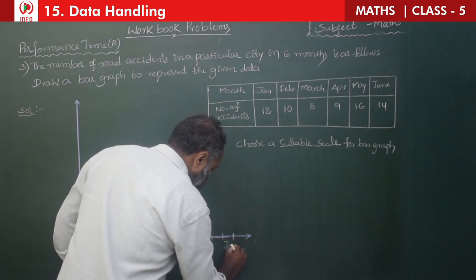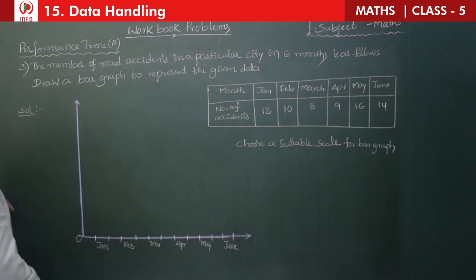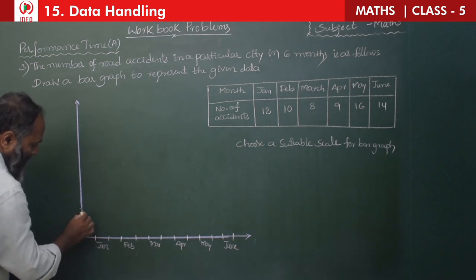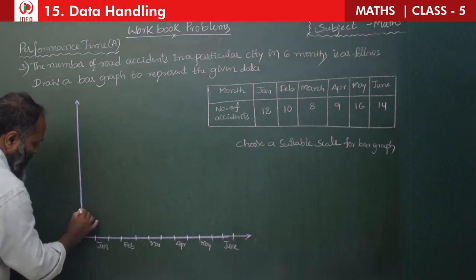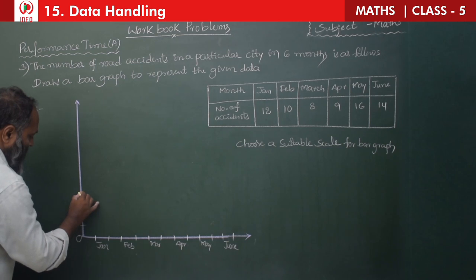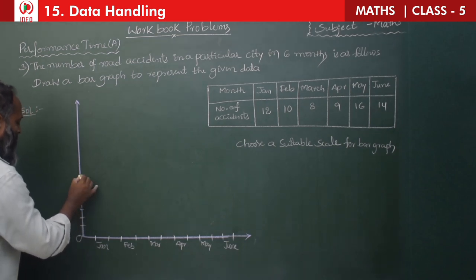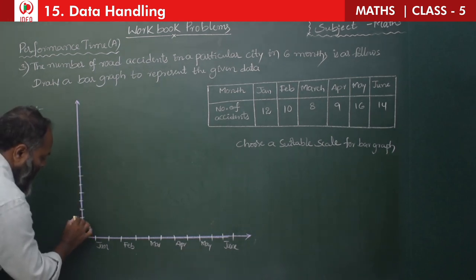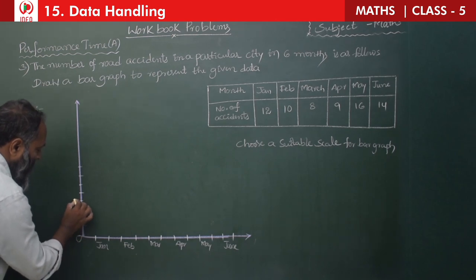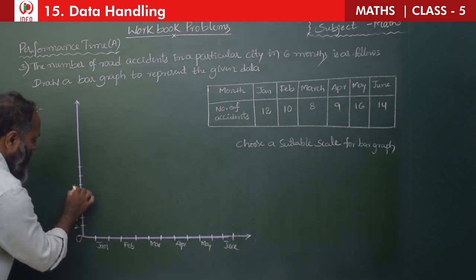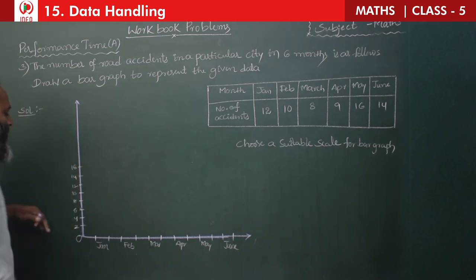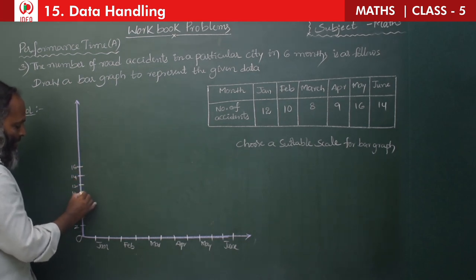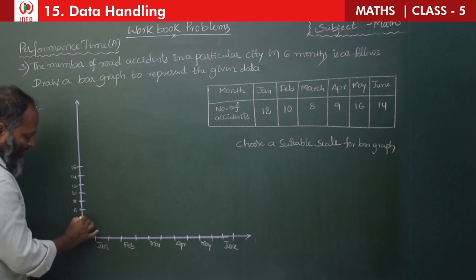Now, the scale: 2, 4, 6, 8, 10, 12, 14, 16. For every centimeter we should take 2 units. So till 16 we should take, per every centimeter.